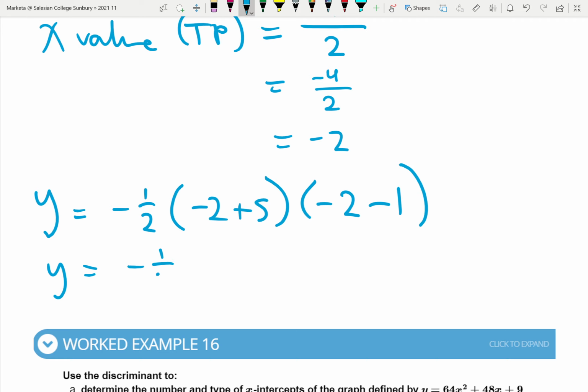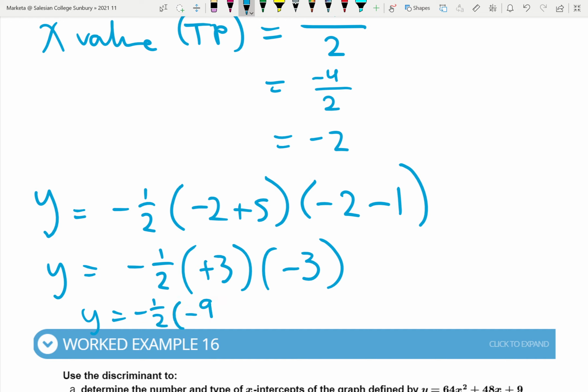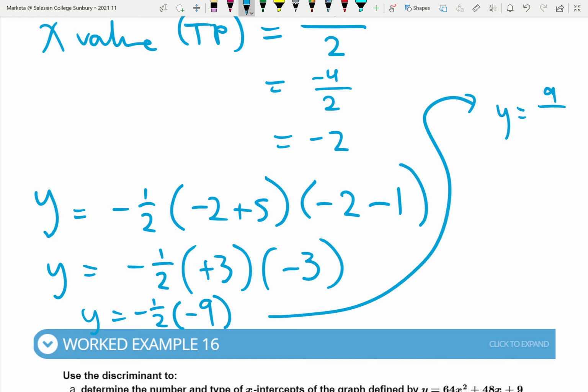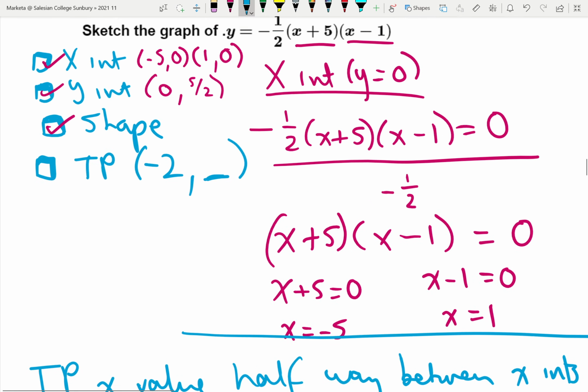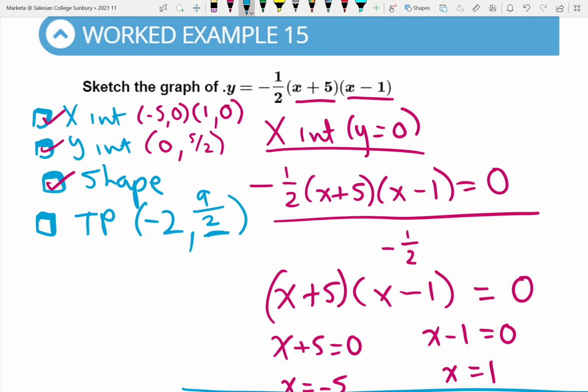Y equals negative half. Negative 2 plus 5 is negative 3. Negative 2 minus 1 is negative 3. So negative 2 plus 5, no, positive 3, sorry, and negative 2 minus 1, yep, negative 3. So 3 times negative 3 is negative 9. And negative half times negative 9 is positive 9 on 2. So notice I'm not going to make that 4.5 or anything like that. I'm just leaving it as an improper fraction. And I can add that to my turning point information. There we go. And now I've got everything I need to draw the graph.